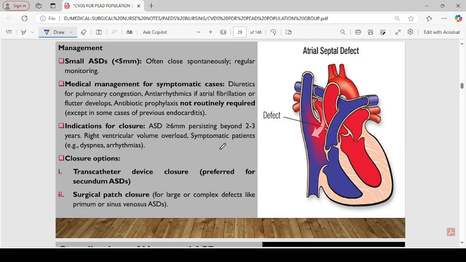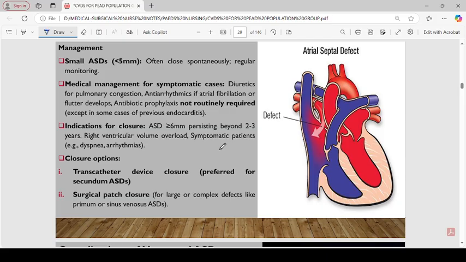Treatment, of course: small defects often close spontaneously, so they require regular monitoring. Medical management is for symptomatic cases. So we could have diuretics for pulmonary congestion, and antiarrhythmics for developing atrial fibrillation or flutter. Also, antibiotic prophylaxis is not routinely required except for some conditions such as previous endocarditis.